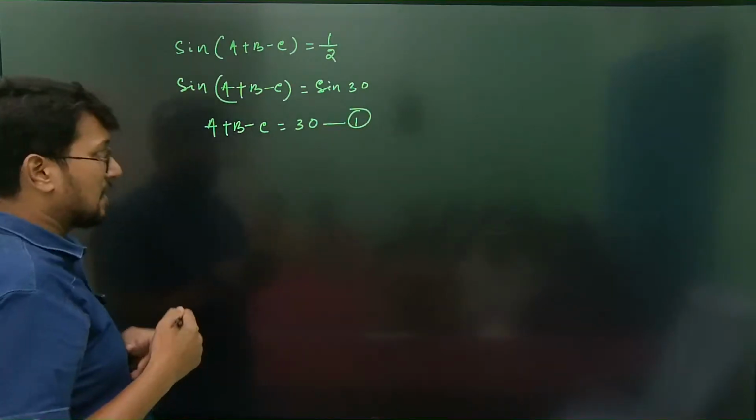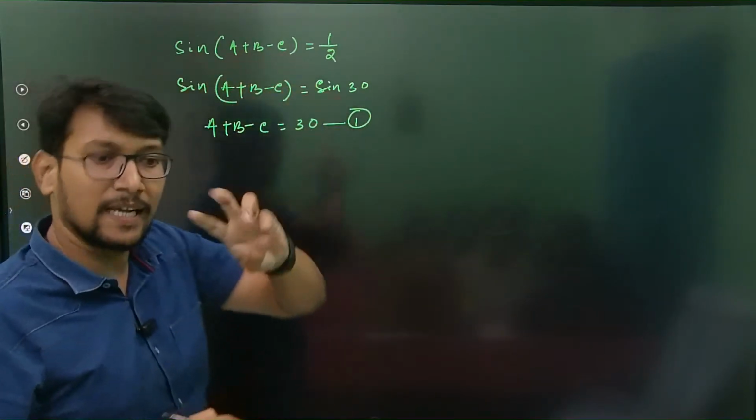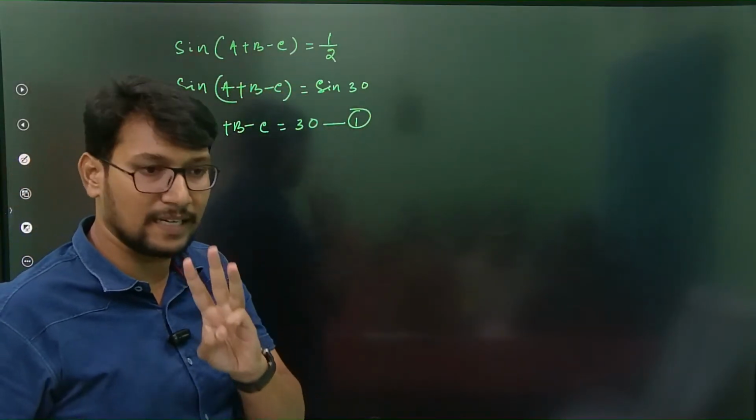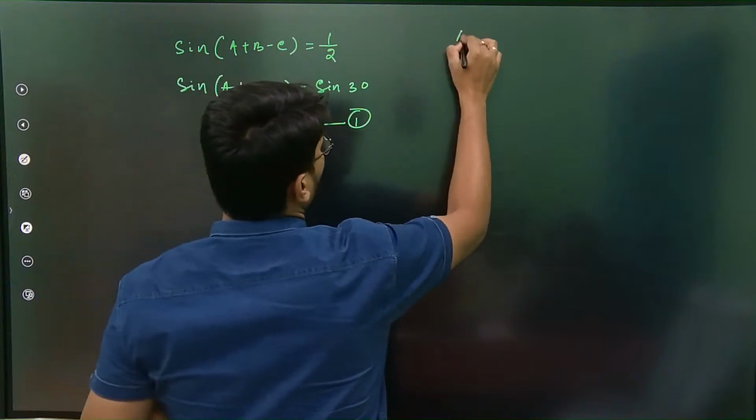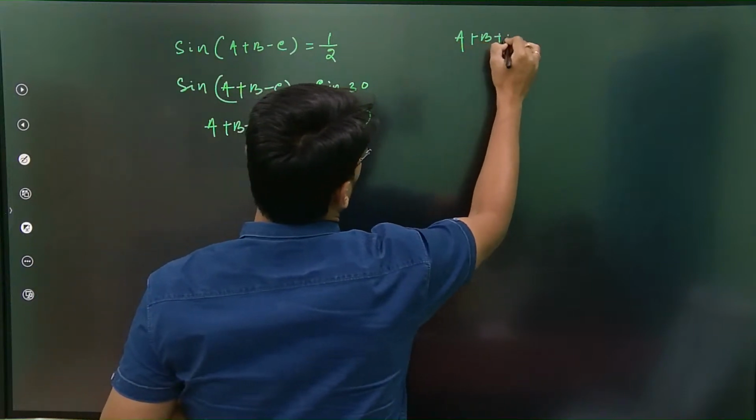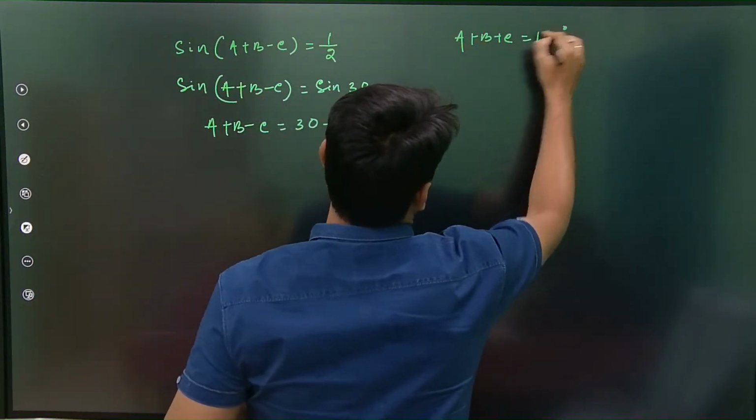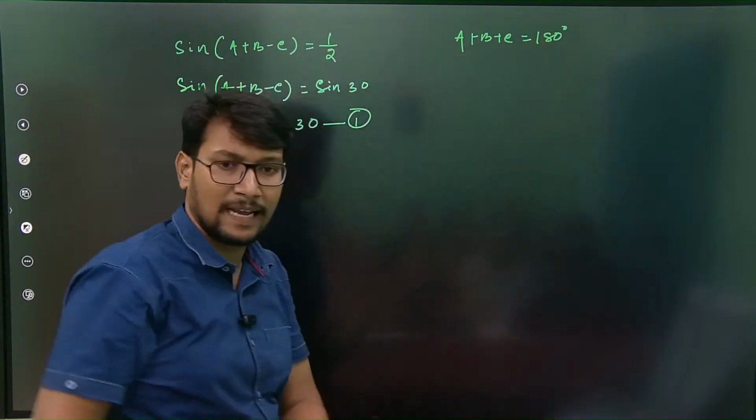Done. A, B, C are what? Angles of a triangle, right? So therefore, you can write A plus B plus C equals 180. Why? Because the sum of the 3 angles of a triangle is 180.